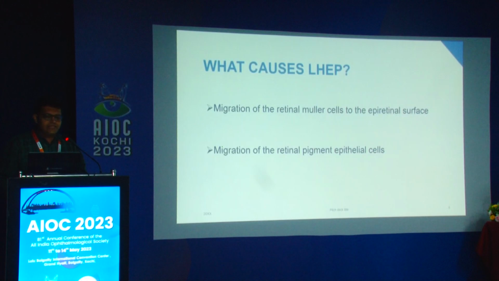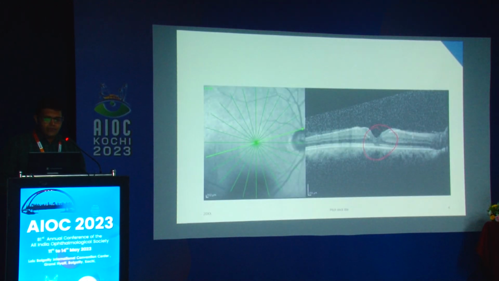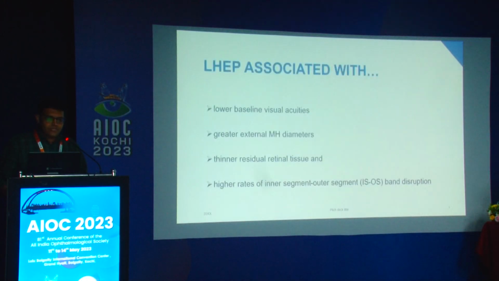And what causes the LHEP? There have been multiple theories put forth. One of them is the migration of the retinal Muller cells to the epiretinal surface, and in some cases there is migration of the retinal pigment epithelial cells as well. With this photograph, you can see that there is an LHEP, but what you can also see in the central part is a discontinuity of the ellipsoid zone, or the ISOS junction.